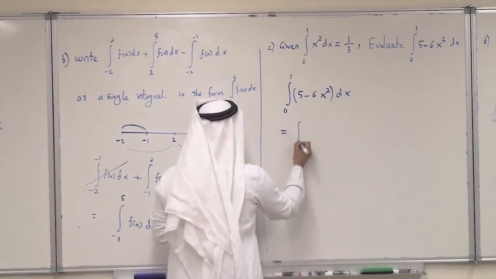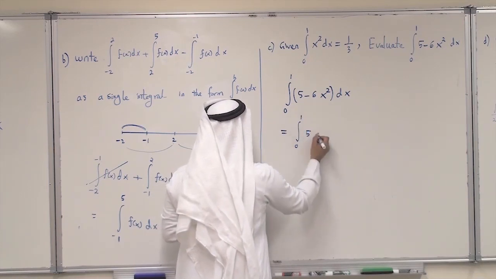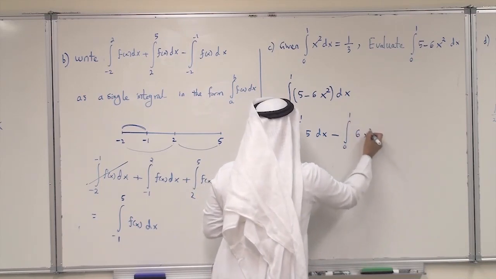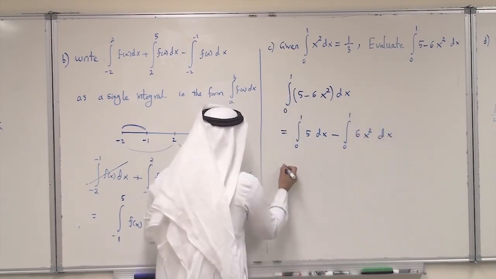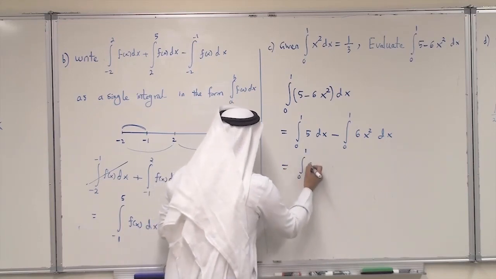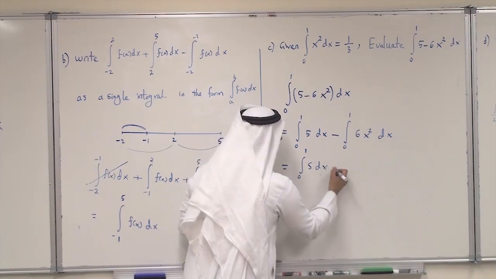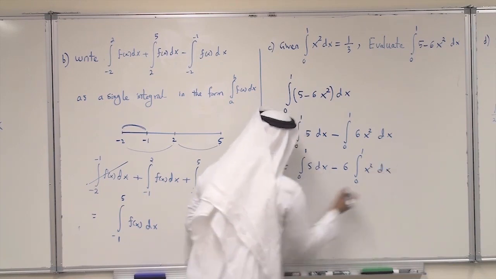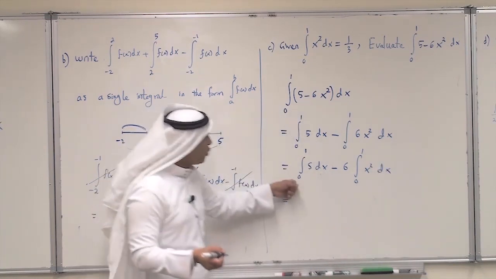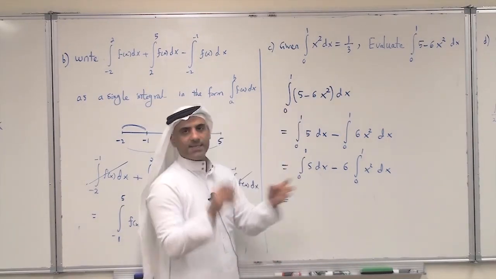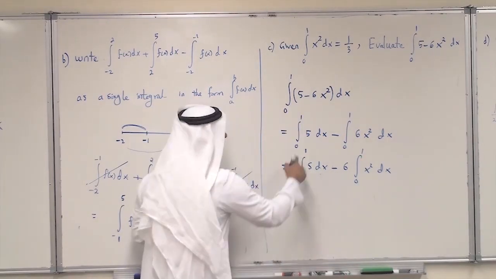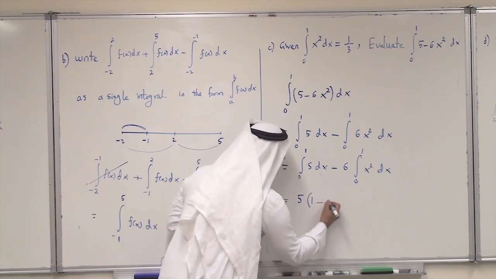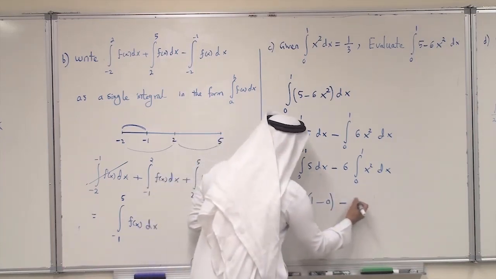First, I need to divide this one into the integral from 0 to 1 of 5 dx minus the integral from 0 to 1 of 6x squared dx. Okay? And then, this is 0 to 1, 5 dx. I can take the constant out, so that is minus 6 times 0 to 1 x squared dx. Now, one of the properties says from a to b, c dx is b minus a times c. I'm using it here. So that will be 1 minus 0 times 5. So it is 5 times 1 minus 0. That's the first one. Minus, we have 6 times.